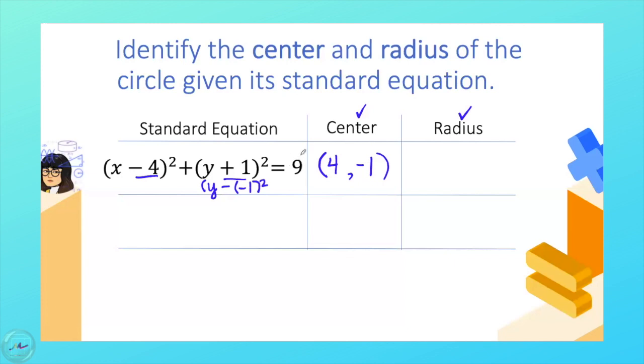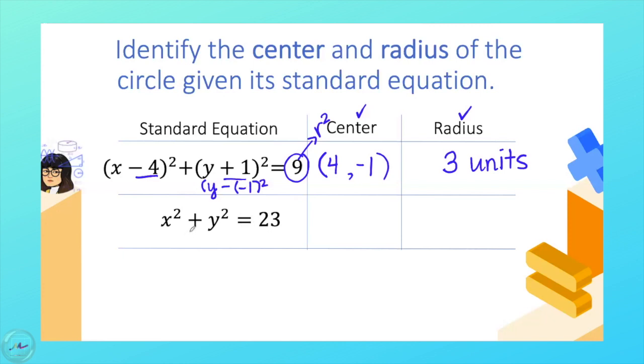For the radius, you just have to look at the number on the right side of the equation and get the square root of that number because this refers to r squared and not yet the radius. So the radius is simply 3 units. Although there would be two answers, a positive 3 and a negative 3, hindi na po natin isasama yung negative because a radius is a distance.